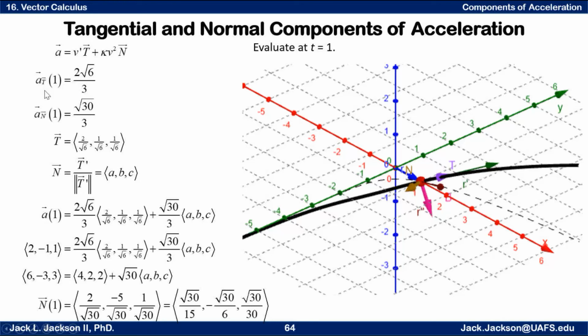So we found from what we just seen that the tangential component is 2 square root of 6 over 3. The normal component is square root of 30 over 3. The unit tangent vector is 2 over square root of 6, comma, 1 over square root of 6, comma, 1 over square root of 6. The unit normal, well, I'm going to show you a way to find the unit normal. We could do it by taking a derivative of that unit tangent vector. Let me show you what that would be.